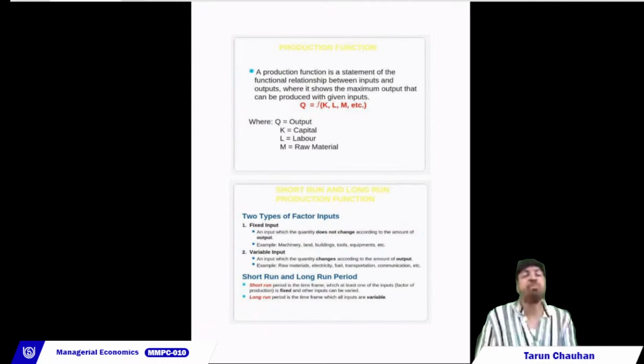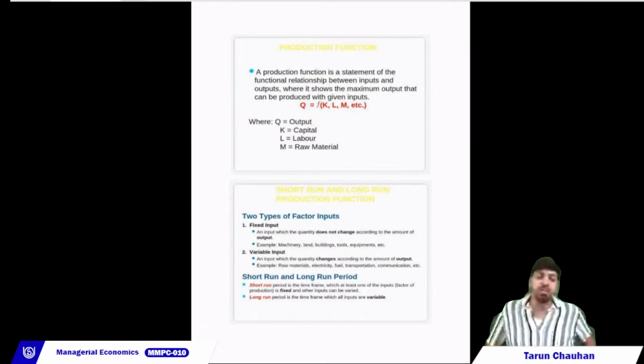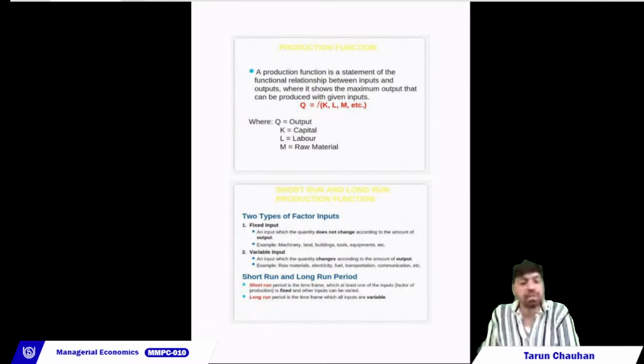So in the short period, one input becomes fixed and other inputs get changed, and that's called the short-run period. But when we talk about the long-run period, it is a time frame where all the inputs are variable, where the quantity changes as the amount of output changes, and that's called the long run. During the long run, the variable inputs are more relevant, but during the short run, the fixed inputs are more relevant. So these are the two main periods, the short-run period and the long-run period.